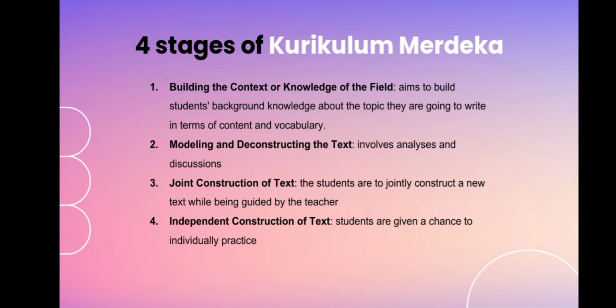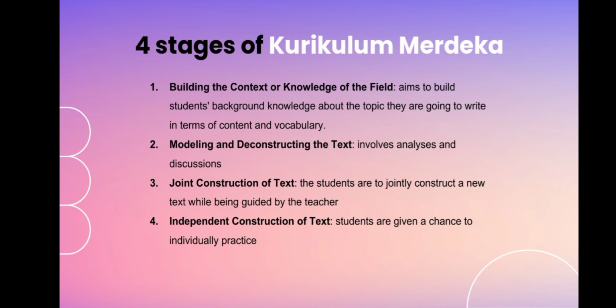Number 2, modeling and deconstructing the text. The modeling and deconstruction of the text stage involves analysis and discussions about how and why the text presented in the previous stages is organized to make meaning. Deconstruction allows students to analyze the representatives of a text, its generic structures and linguistic features.